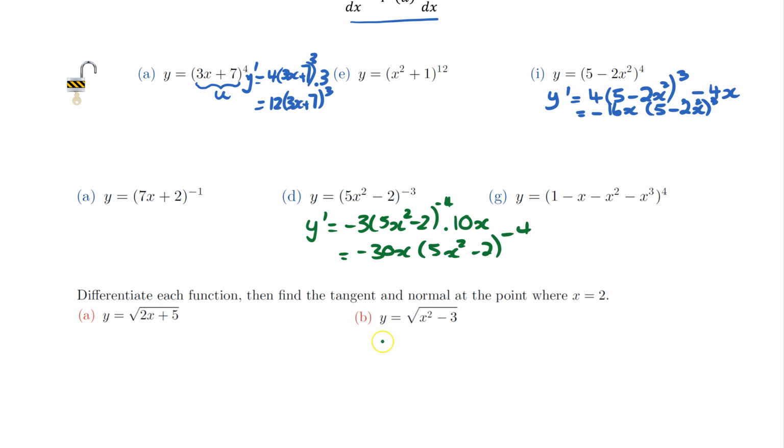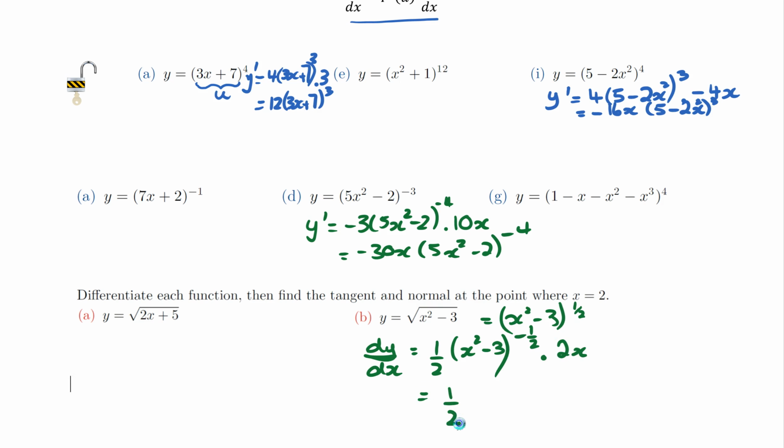Down here, if this is what y is, we know that that is x squared minus 3 to the half. So y dashed, or dy dx, is going to equal a half times x squared minus 3 to the minus a half, multiplied by the differential of what's in here, which is 2x. So if I tidy that up, I've got a half.